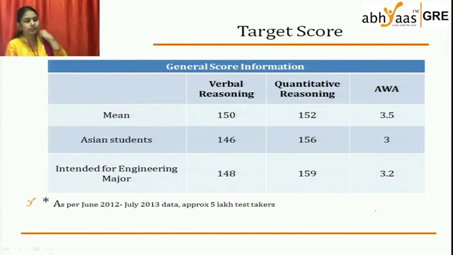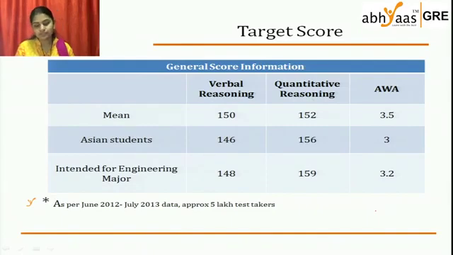Now, here, the mean score of verbal reasoning was 150. Mean is average. The mean of the analytical writing assessment is 3.5. So the global average of the analytical writing is 3.5, right? Verbal is 150, quant is 152, and writing is 3.5. So your target has to be more than that. 3.5 is the base score of your writing, you have to target more.